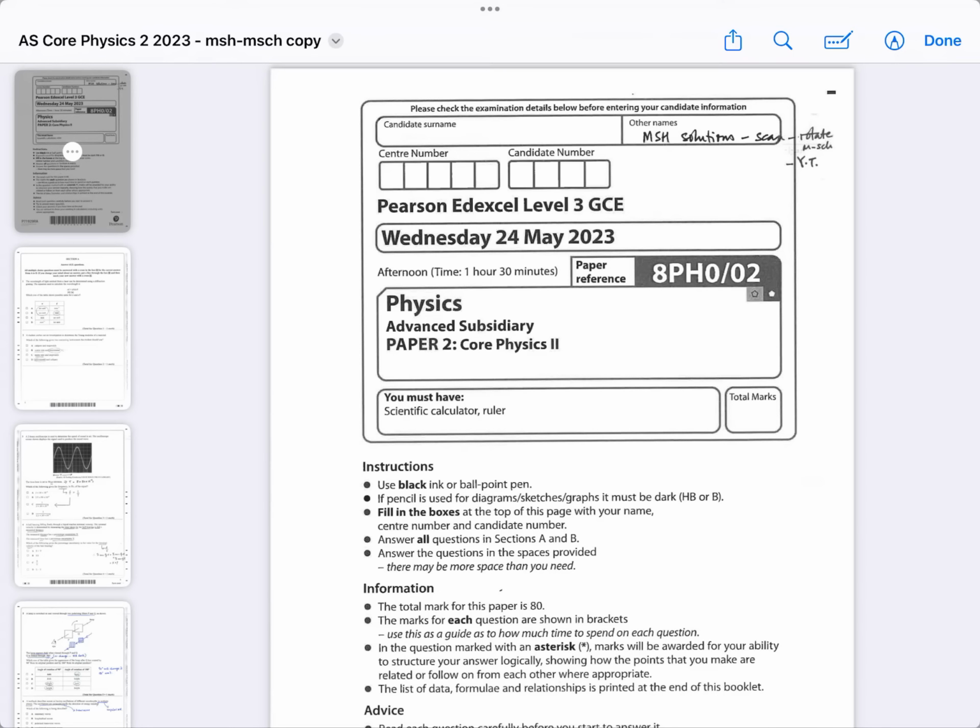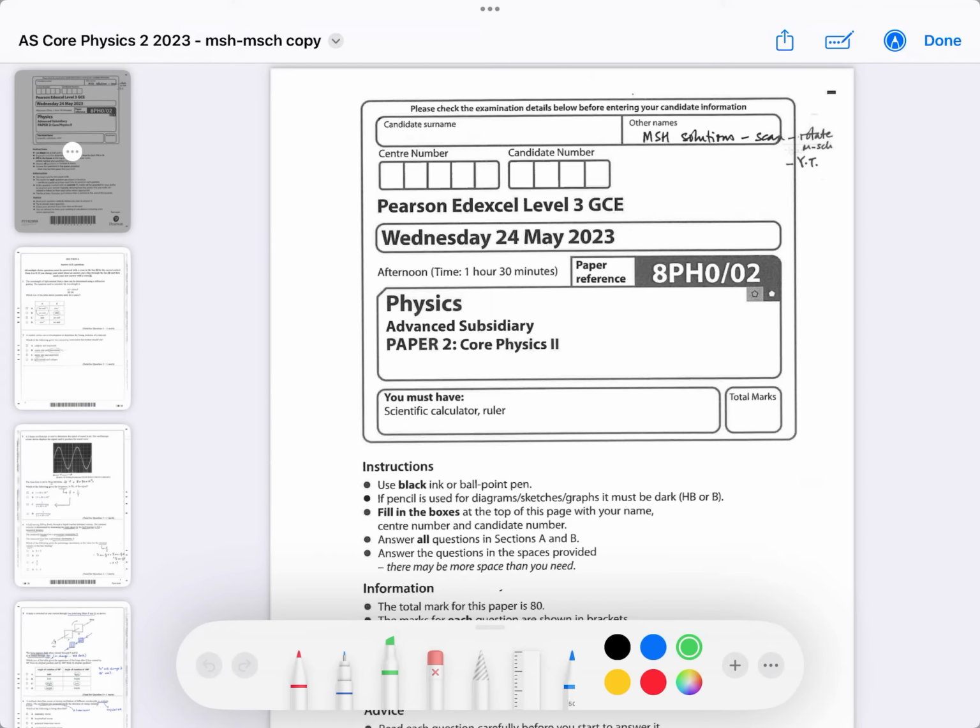Okay, well, welcome to the latest exam solutions run through for this Pearson Edexcel Physics AS, Core Physics 2 for the linear A level. So this is one that I gave as a practice exam to my Year 12 students this week.